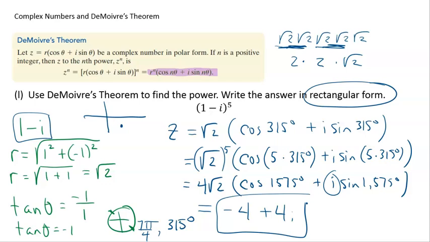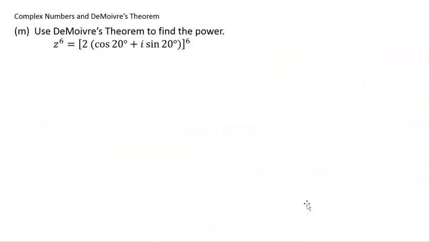Okay, as long as I didn't make any mistakes, I think it looks pretty good, then that's how you do that. All right, let's see what we got going on next. Okay, here's another one. Use DeMoivre's theorem to find this power. z to the 6th equals 2 times cosine of 20 plus i sine of 20, to the 6th. Hey, why don't you pause it, work through this, and let's see if we get the same result, okay?